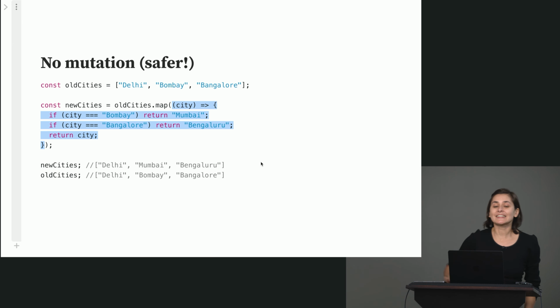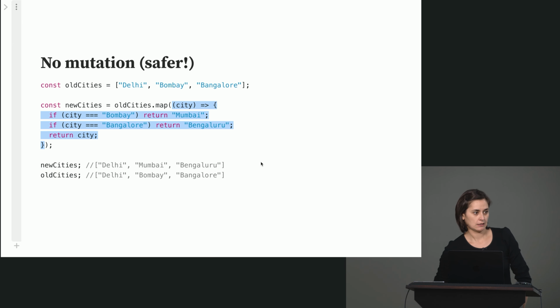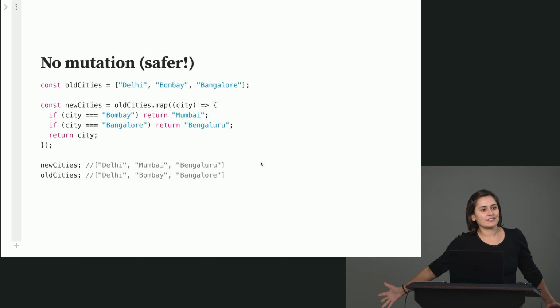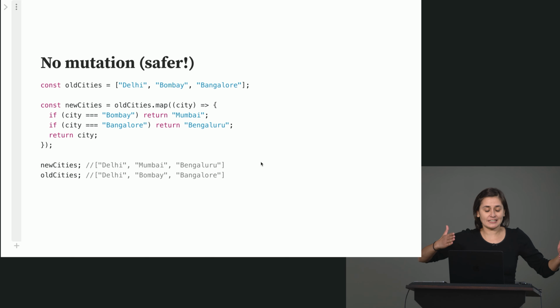Crucially, old cities never changes. So if my coworker was working with the old cities array and their tests would fail if I swapped out all the values, they're still good. Old cities is still old cities. New cities is new data that I can work with that is based on that old city data.